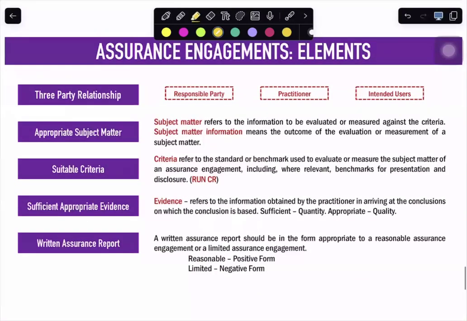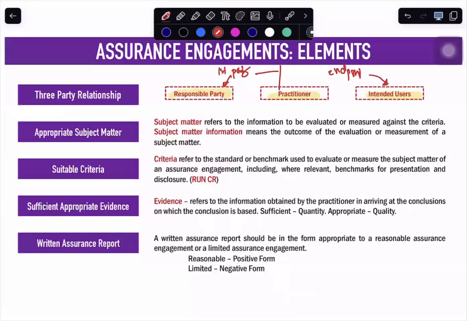So let's look into the elements, therefore, of assurance engagements. First, there's a three-party relationship, composed of the responsible party, the practitioner, and the intended user. Nasabi na natin yan kanina, there's a first party, there's a second party, and the work of the first party is reviewed first by the practitioner, and the practitioner provides a conclusion together with the report of the first party. The second party uses that conclusion and the report of the first party. And who is the first party? The responsible party. And who is the second party? That is the intended user.